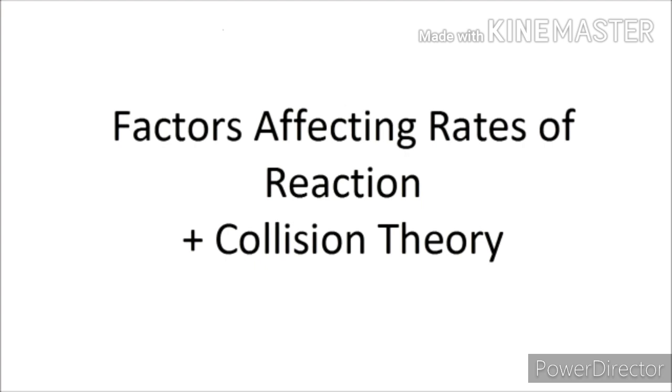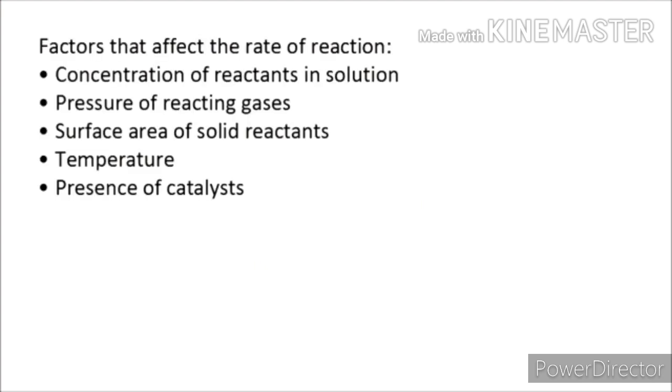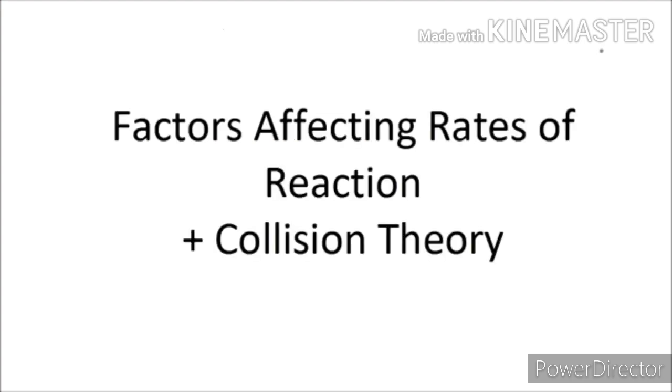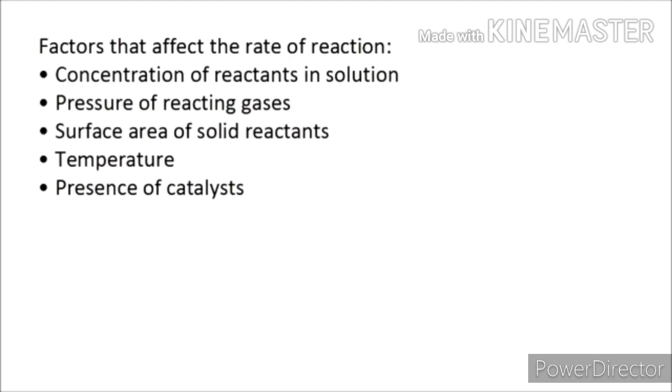So, there are 5 factors that affect the rate of a chemical reaction. They are: first, concentration of reactants in solution. Second, pressure of reacting gases. Third, surface area of solid reactants. Fourth, temperature. Fifth, presence of catalysts. But before we look at these, we first need to understand how they affect the rate of a chemical reaction, and to do that, we need to understand collision theory and activation energy.